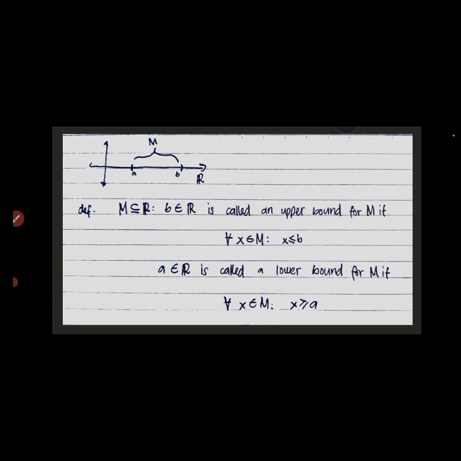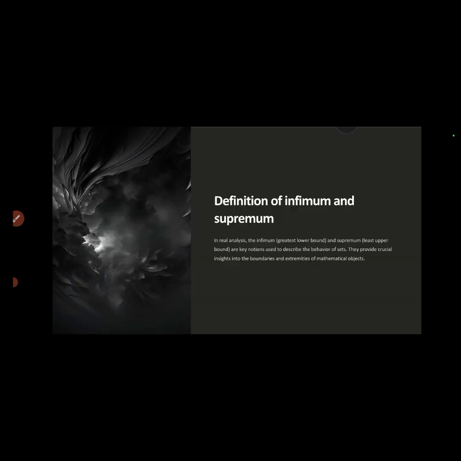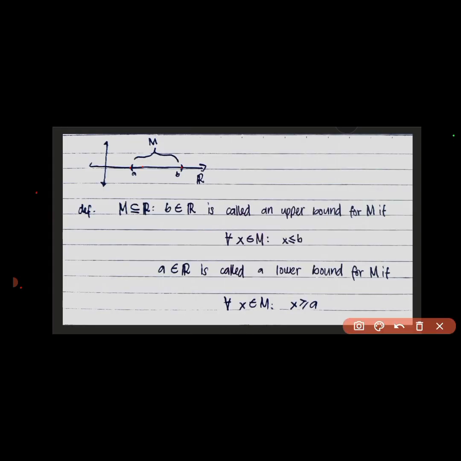A line from A to B, where all the elements from A to B, let's call it the set M. Now, for the definition: M, a subset of the real numbers, where B is an element of R, is called an upper bound for M if for all x an element of M, x is less than or equal to B. And A, an element of R, is called a lower bound for M if for all x an element of M, x is greater than or equal to A.